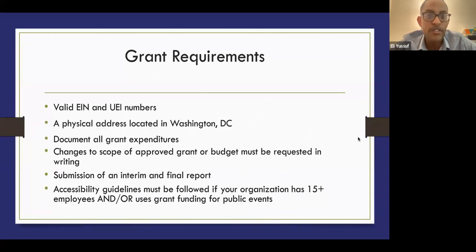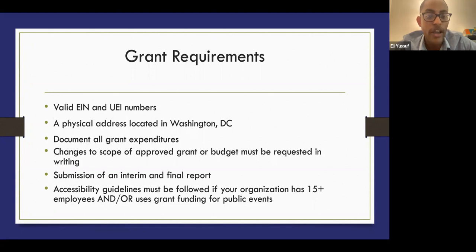Okay, so what is specifically required of your organization for this grant? You need valid EIN and UEI numbers. I'm sure you're familiar with EIN, but if you're unfamiliar with UEI, it's the Unique Entity Identifier. It was rolled out by the federal government last April to replace DUNS. And so while you don't need one right now to apply, you need one to receive funding in May. You need a physical address located in DC. You need to document all grant expenditures.